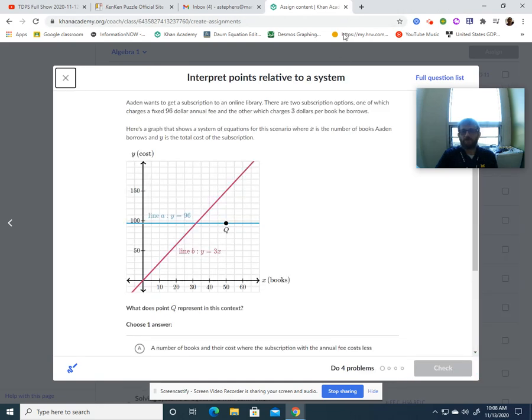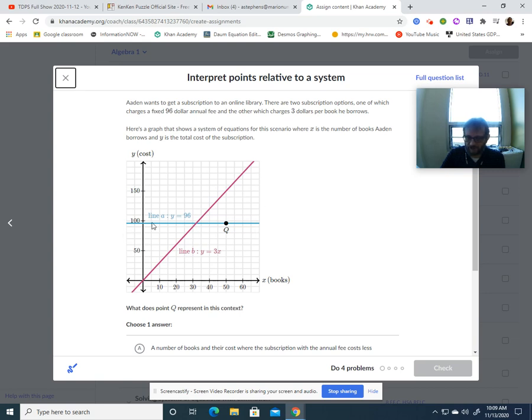All right, last one. This is where we interpret what the lines are. Aiden wants to get a subscription to an online library. There are 2 subscription options, one of which charges a fixed $96 annual fee, and the other which charges $3 per book. So we've got these 2 lines. This is the $96 annual fee. This is the one where each one is equal to 3 times the book. So every point on this represents some value where you're charging, it's 3 times the number of books you have.